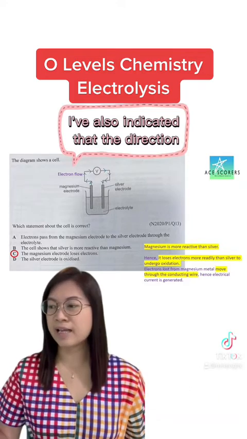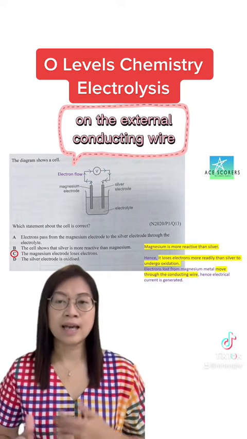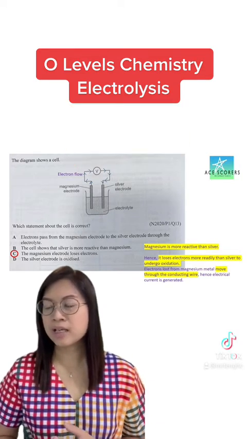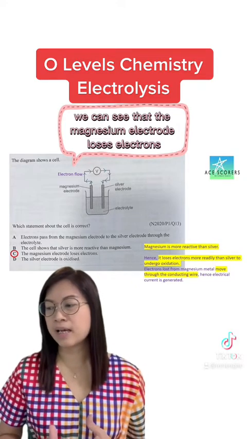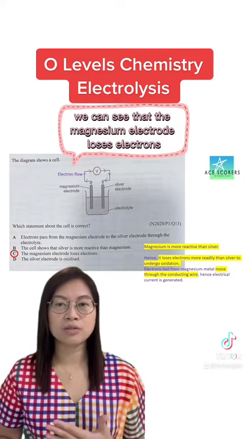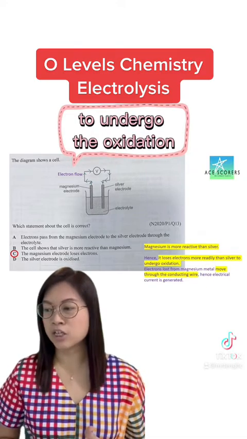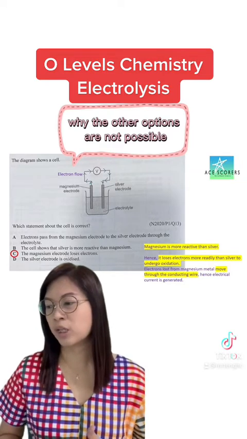Alright, so I've also indicated the direction of the electron flow in the picture, on the external conducting wire. So this is how the simple cell works. Based on option C, we can see that the magnesium electrode loses electrons in this application to undergo oxidation. Alright, so let's discuss the other options. Why are the other options not possible?